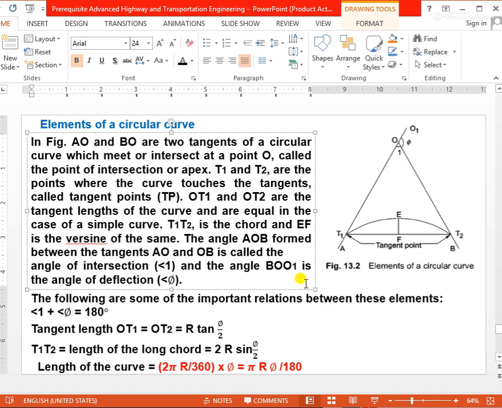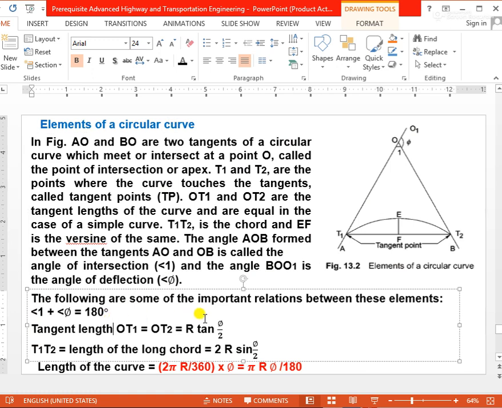These are the angle signs; the sign is given wrong in the figure. This is angle 1 (the intersection angle) and this is angle phi. The angle BOO1 is the angle of deflection. This is the deflection angle and this is the intersection angle.